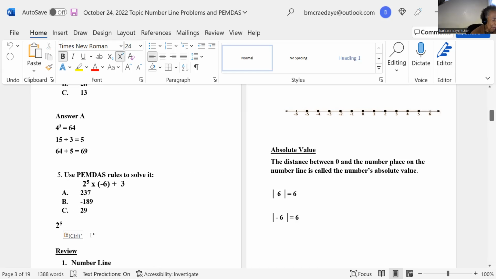Okay, back up now. How did you do this 2 to the 5th? Because you do the exponent first, right? So how did you do that one? I multiply them. How many times? 5 times. That's right. 2 times 2 times 2 times 2 times 2. That's what that means.